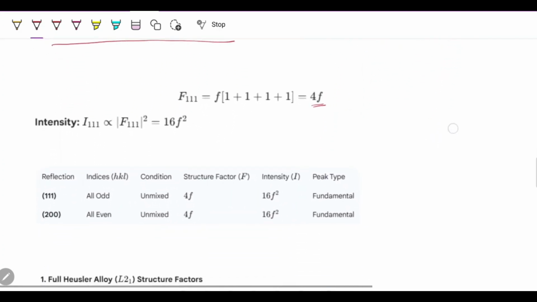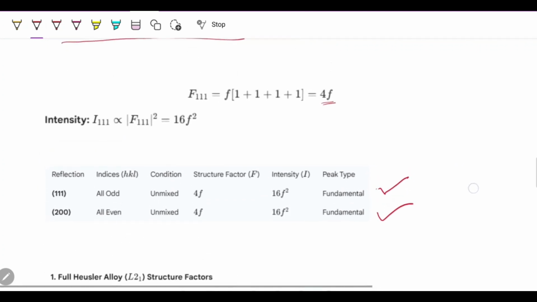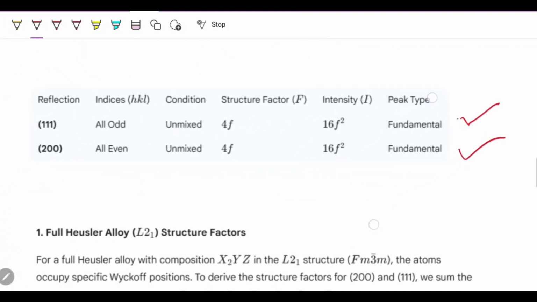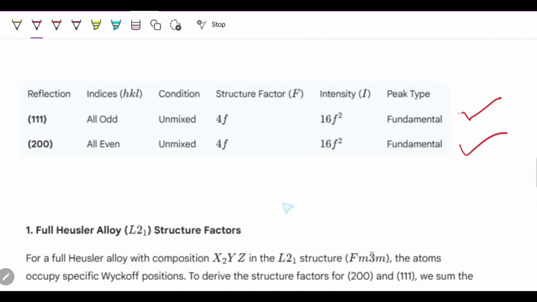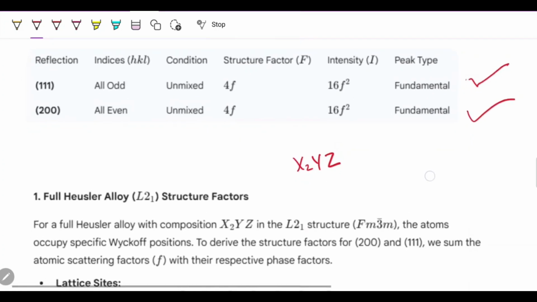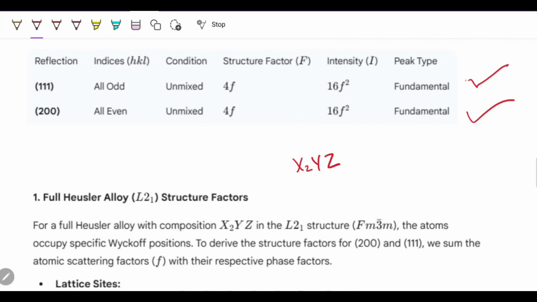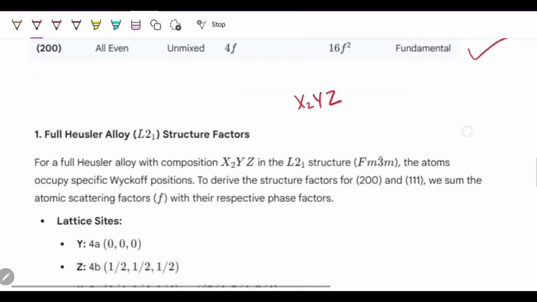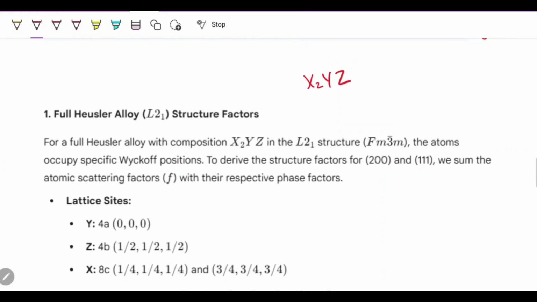Okay, this is the summary: both 111 and 200 are fundamental peaks. Now, if we talk about the Heusler materials, let's say this is an X2YZ type material, where X and Y are the transition metals and Z is from the main group. So basically you have 4 atoms, and generally they show the L21 structure. So if we calculate the scattering factor for the 200 and 111 for the Heusler alloy, let's say first, for all these 4 atoms, what are their coordinates?